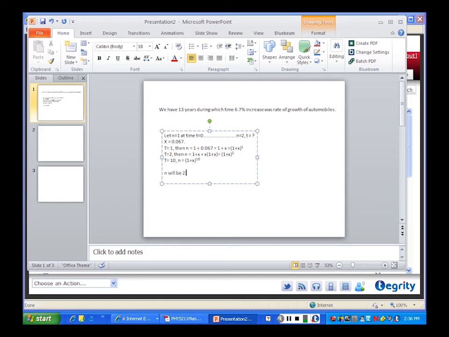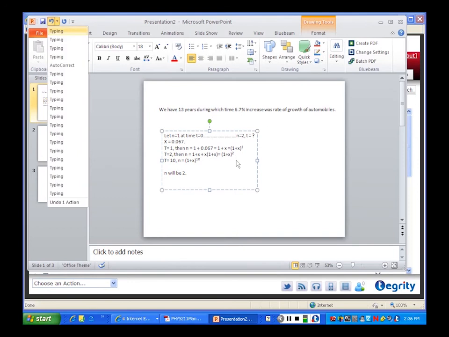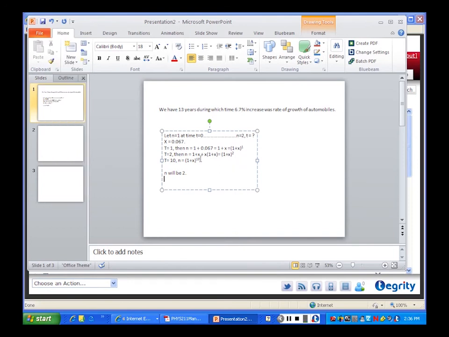That's our ending value, a doubling of the original value. So we're going to substitute that n in our equation: 2 equals (1 plus x) raised to the number of times it takes to go from 1 to 2 with a percentage increase of x.